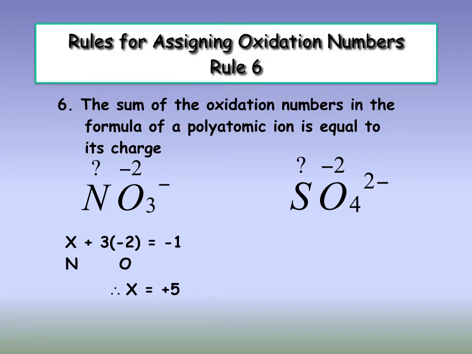Let's look at another one. Oxygen, again, is always -2. You have 4 of them, so that's a total charge of -8. The whole thing needs to carry a charge of -2, so X plus 4 times -2, or -8, has got to equal -2. So what could X be? Well, X has got to be 6. 6 plus -8 is going to equal -2.